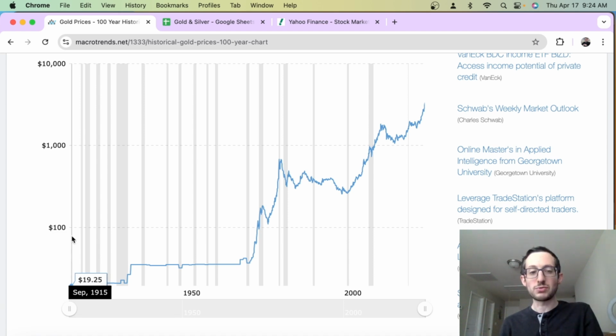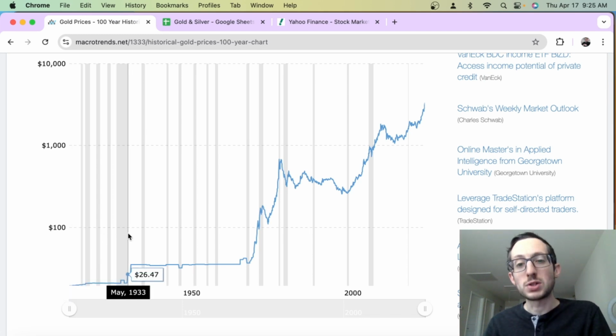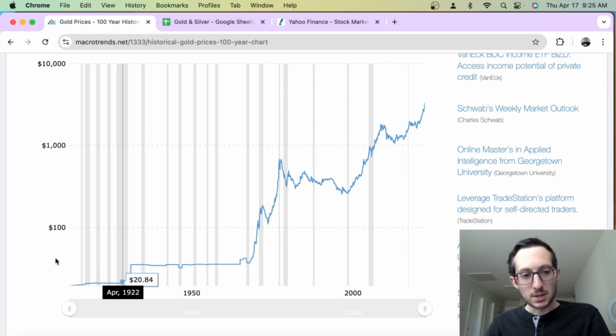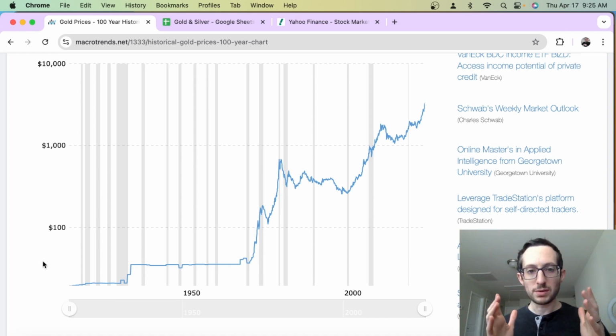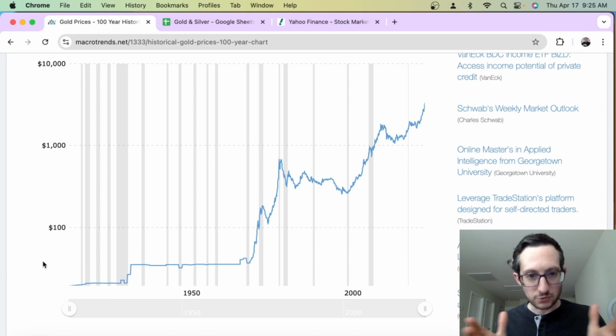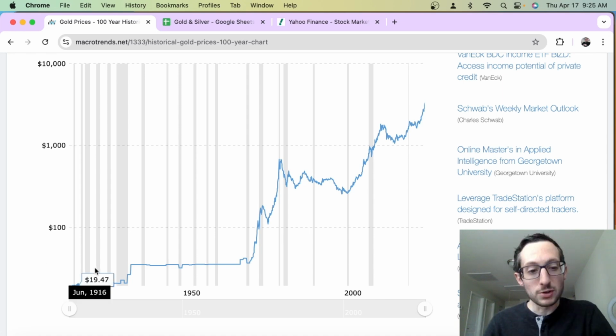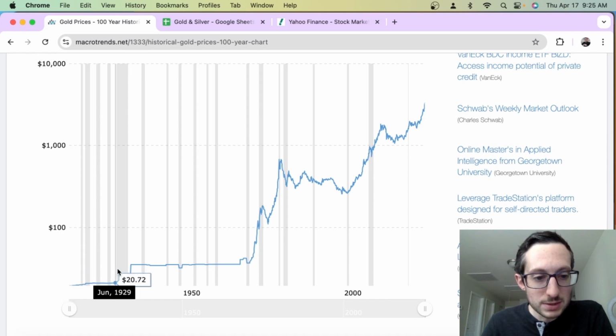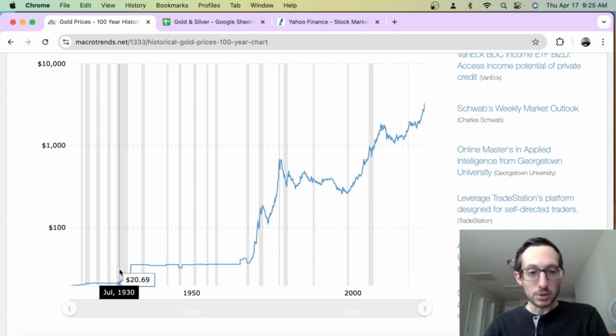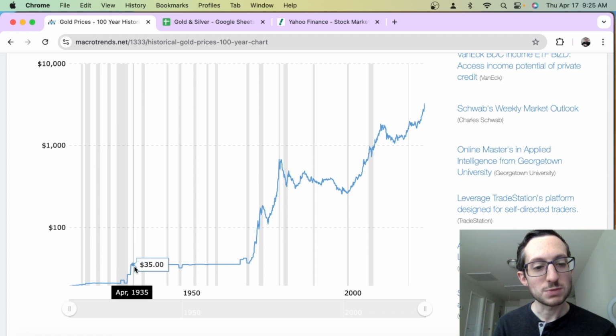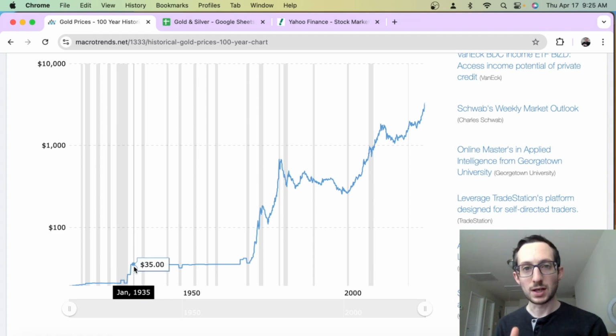The Federal Reserve started around 1913. That's when purchasing power was much more than today. So we're going to look at all the time frames where gold spikes. The first one is starting around 1930. We see that it started around $20.69 and then spikes to $35.